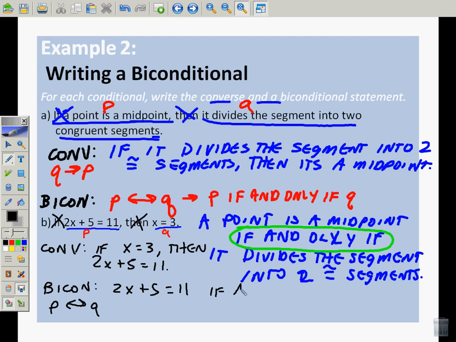If and only if x equals 3. You see how this is working now, okay? And so when we go on to this next example, we're going to be analyzing truth. Here is our key.